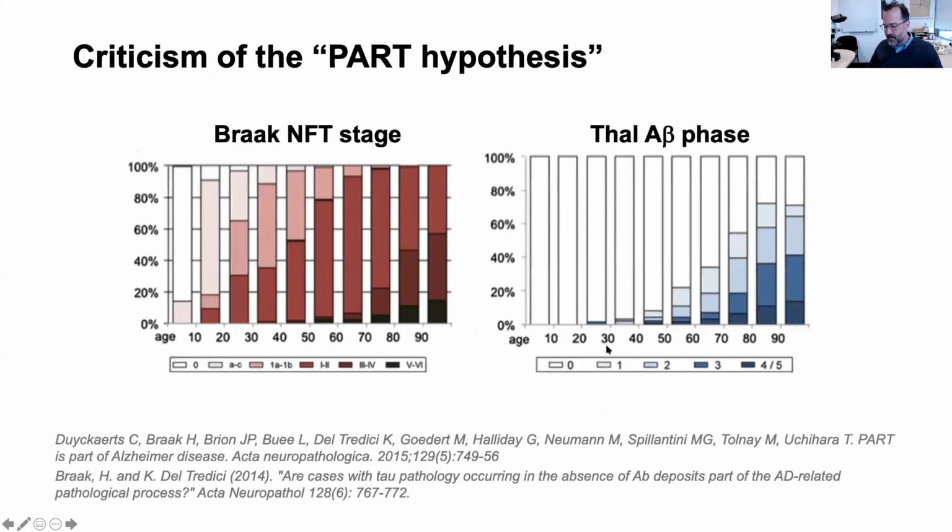Now, one of the things that was most surprising to me is that there was a lot of pushback. And I thought that the amyloid community would be really, really upset. But in fact, they were not. It was the tau community. And there's a group of Europeans, Heiko Braak himself actually, who believes that these PART cases actually represent Alzheimer's disease, just a very early phase of Alzheimer's disease. And that had they lived longer, they would have developed plaques. In fact, the plaques are caused by the tangles.